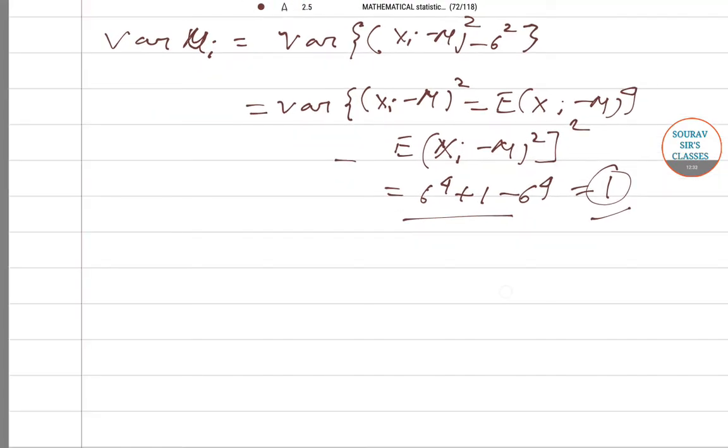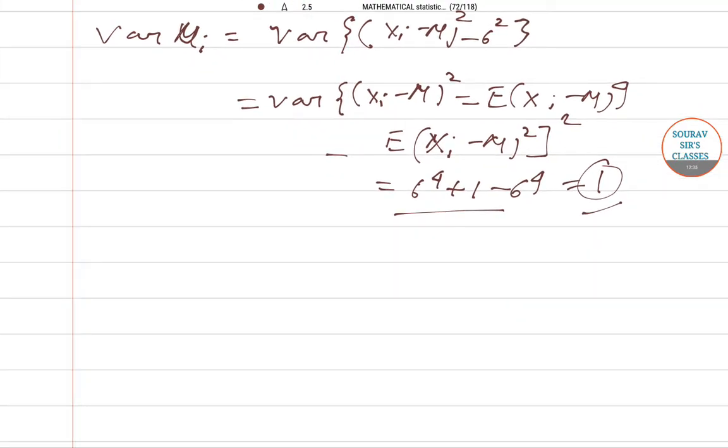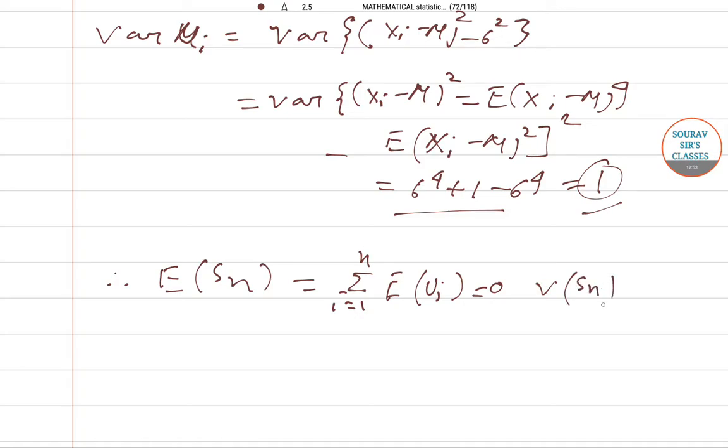If you further solve this, you will get the expectation of Sn to be equal to summation i equals 1 to n expectation of ui, which is equal to 0, and variance of Sn equals variance of summation ui, which is equal to summation variance of ui, equals n.